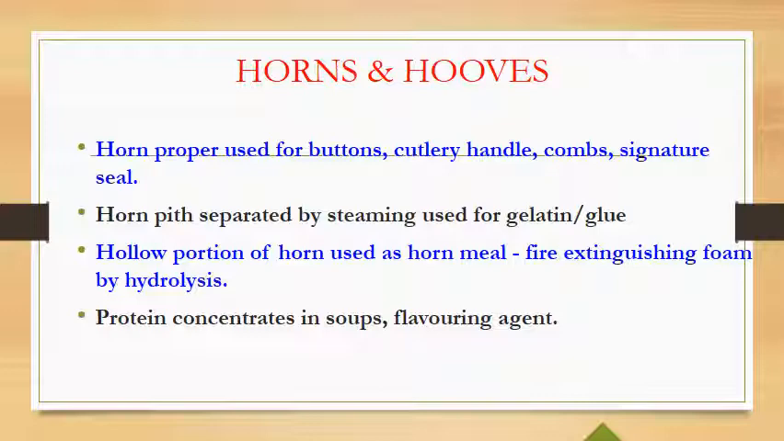Then the hollow portion of horn is used as horn meal or as a fire extinguishing foam by hydrolysis, and horn meal can be used as a fertilizer. And sometimes protein concentrates are used in soups, as a flavoring agent. If it is from an edible source, good quality, hygienic, then the protein concentrate can be used for edible purposes also.